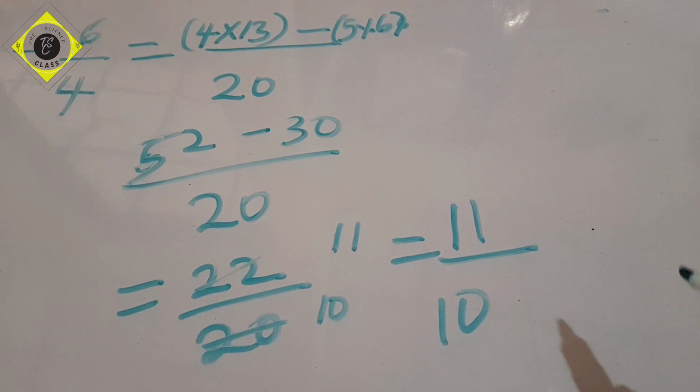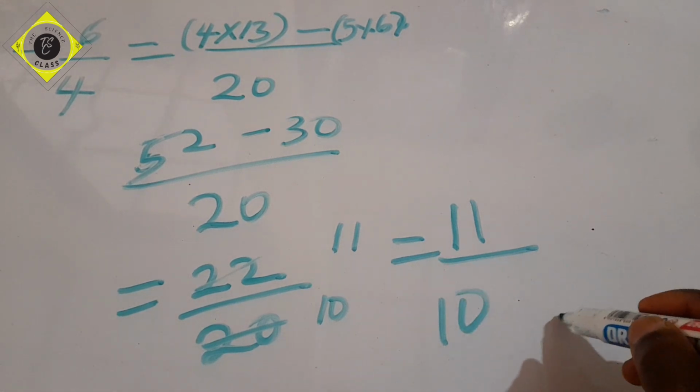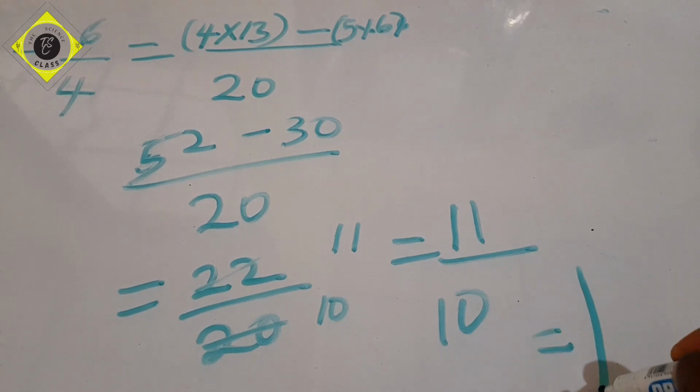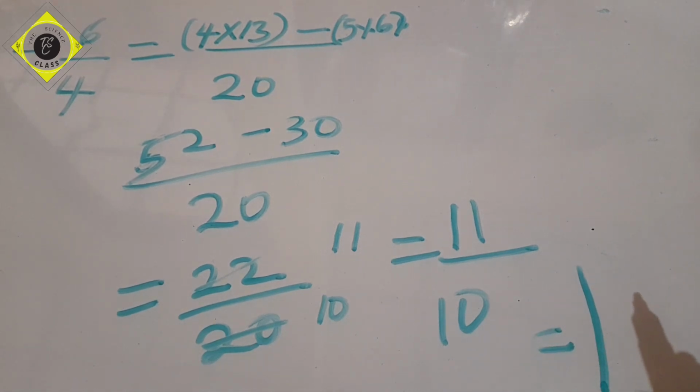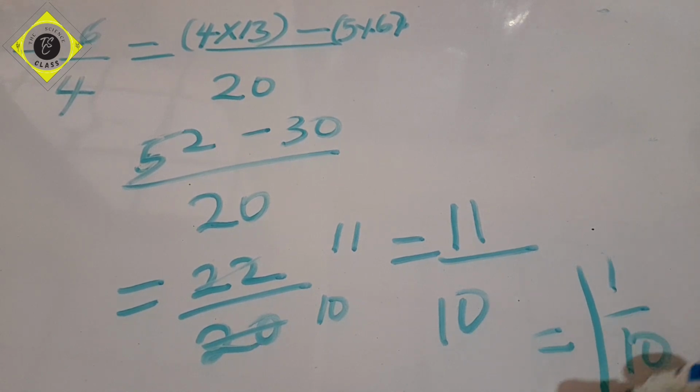And if you want to change it to a mixed fraction, 10 can go into 11 one time. So 10 times 1 is 10. 11 minus 10 is going to give us 1. So it's going to give us 1 whole number 1 over 10. That's the final answer for today's class.